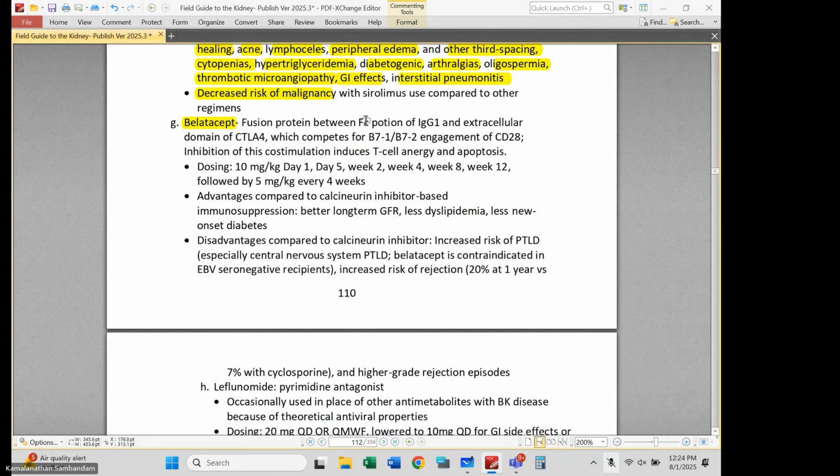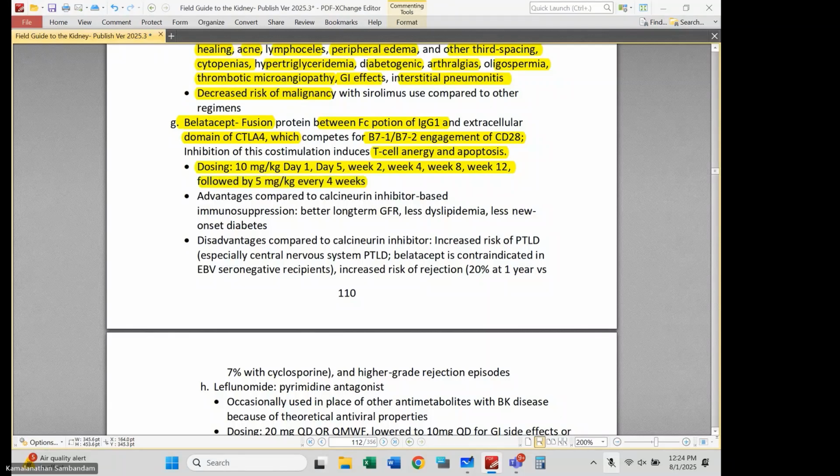So belatacept is, let's call it, a hybrid molecule. It takes a portion of IgG, binds to this CTLA4, okay? That is a molecule that engages with these receptors on antigen presenting cells, okay? And then there's a T cell interaction with that antigen presenting cell as well, okay? So again, the sum total of this is to say, okay, you see non-self, but don't react, okay? Tolerate that. Belatacept is typically given on this dosing schedule.